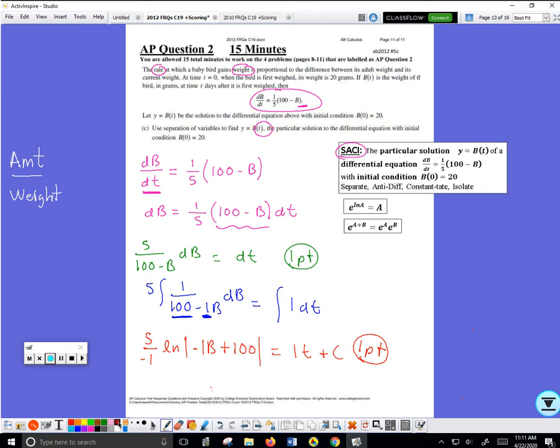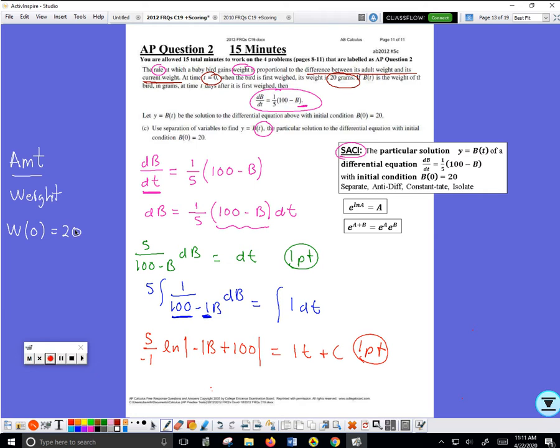So let's see. Gains weight is proportional to the difference between its adult weight and its current weight. As I read that statement, my brain can't process that quick enough, so I don't worry about it. I just keep going. At time equals 0, when the bird is first weighed, its weight is 20 grams. I would have stopped there and written over here: now I know that W, the weight of the bird, at time 0 is 20.